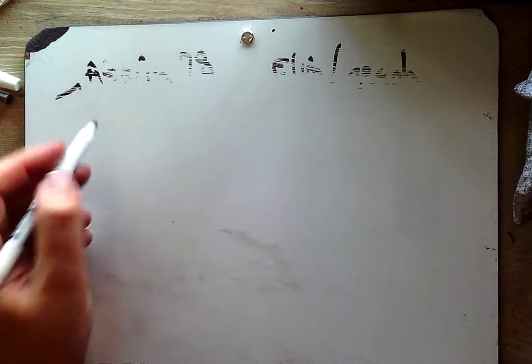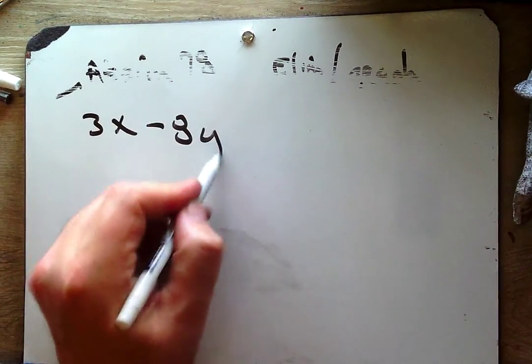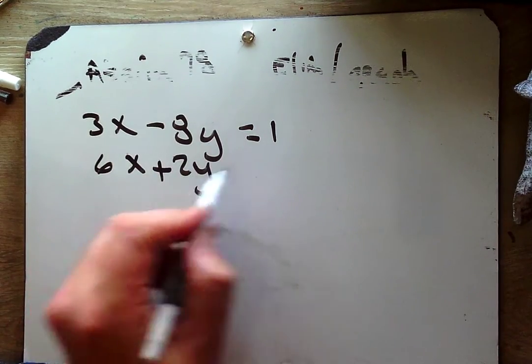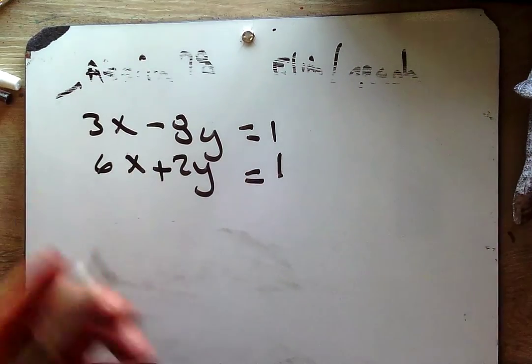Okay, last. 3x minus 8y equals 1. 6x plus 2y equals 1. Please solve that system.